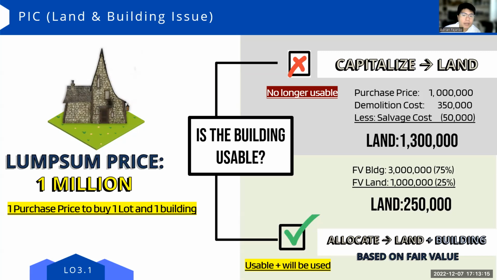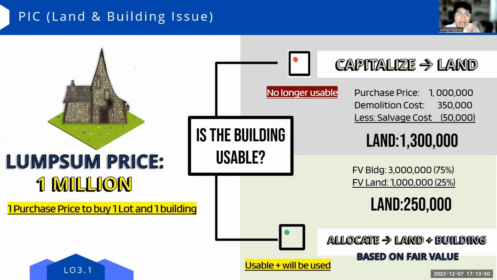If the old building is no longer usable, you capitalize all of the costs to land. So meaning, in this example, our lump sum price is 1 million, right? That whole 1 million will be included in land. So 1 million land. However, if it's usable, and it will be used, meaning hindi mo siya i-demolish today, hindi mo siya i-demolish anytime in the future, then we have to allocate the value of the price sa land and building based on their what?